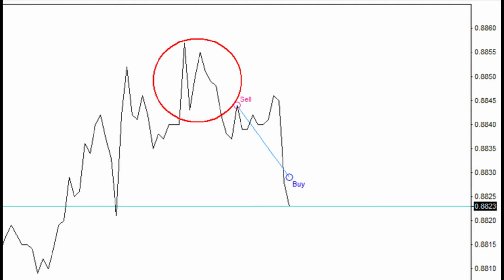As you can see, I have set a pending order, a sell limit order, at the nose of the M pattern, with a stop loss above the M pattern and a take profit below the M, for a risk to reward ratio of 1 to 1.